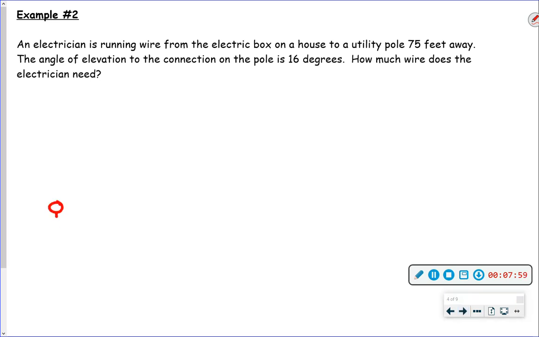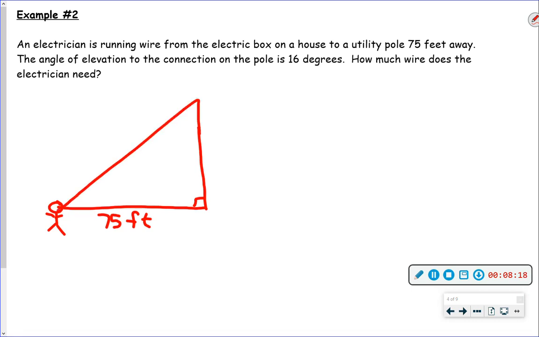So here's your little electrician. I know, my artistic skills are really awesome. He's running wire from the electric box in the house to a pole 75 feet away. So here's my pole, and I know it's 75 feet away. Clearly you can see my right angle happening. And it says the angle of elevation is 16 degrees. So from his line of sight looking to the top of the pole.